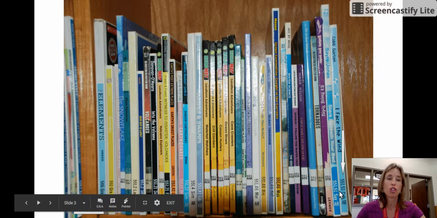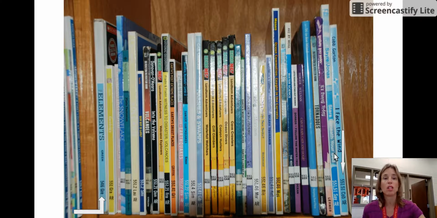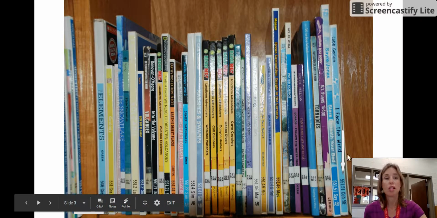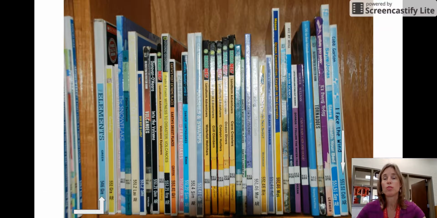Now, if you notice here, there's two books that are 551.51. That's why we go down to the first three letters of the author's last name to help you identify the book. Then you need to know the title. So this title is I Face the Wind, and this is Stars Beneath Your Bed. So if you know the call number and the title, you can locate it on the shelf, look up at the title, make sure that you have the right book, and that will help you to find the books that you need.